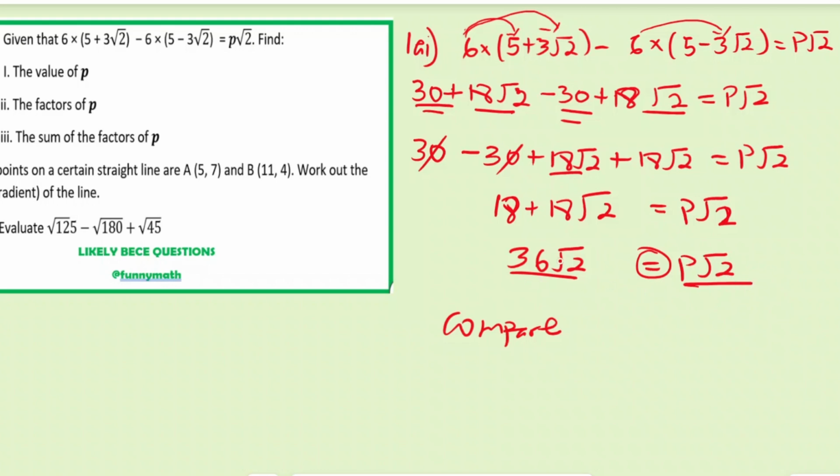But when you compare, you can see that we have the root of 2 here. We have also the root of 2 here. This is P, but here is 36. So it means that P is the same as what? 36. So if I'm to replace this P, it's going to be 36 root 2 equal to 36 root 2. So this is what I'm supposed to get. So it means that P is equal to 36. That is the answer that we are expecting. So that is how you're supposed to find the first one.